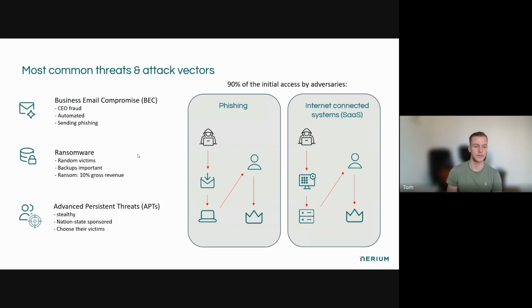The last attack that we see are advanced persistent threats. Those are the more stealthy groups. Those are also the nation-state sponsored, and they are out to steal information. They are usually longer in the network of an organization than the ransomware groups, and their purpose is not to be detected, and they choose their victims very carefully. So these three common threats we see the most, and like 90% of them start with either, on the right side of the slide, phishing or internet-connected systems.